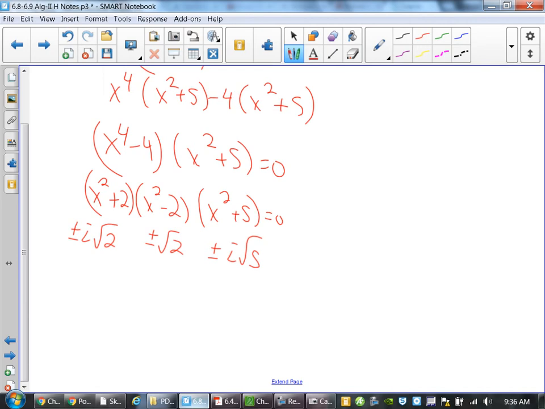Is x to the 4th a perfect square? Is 4 a perfect square? Is that a subtraction sign? It is a subtraction, so that's a difference of squares. What if it was addition? It doesn't work that way.